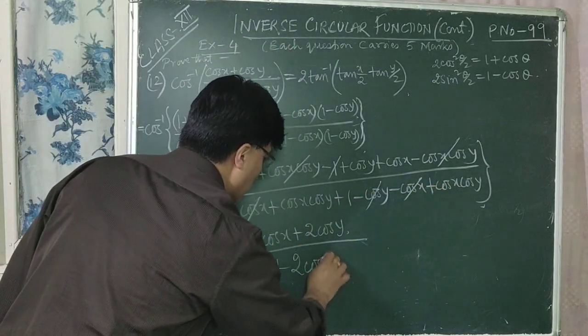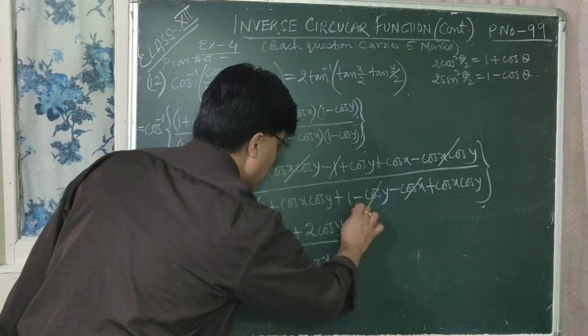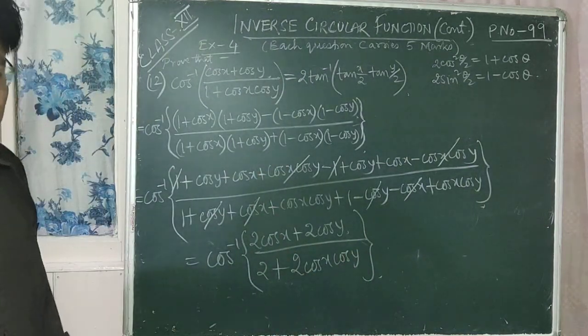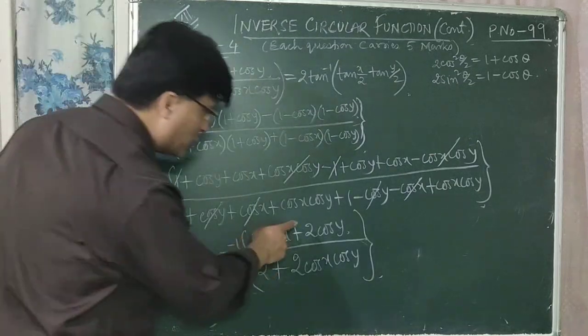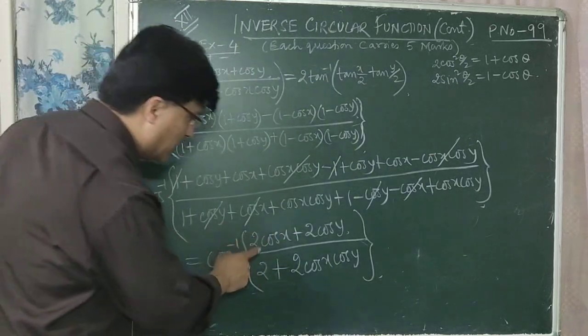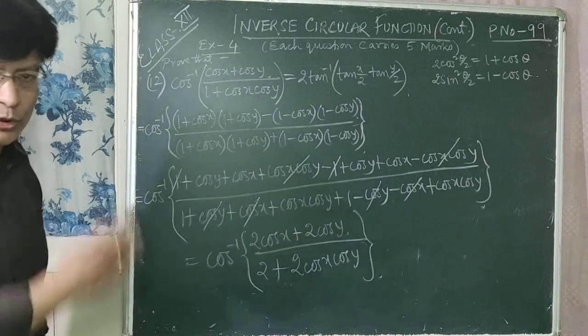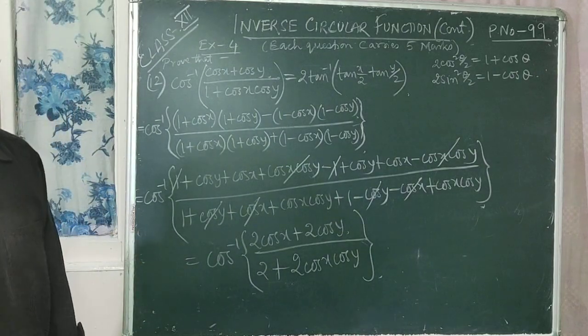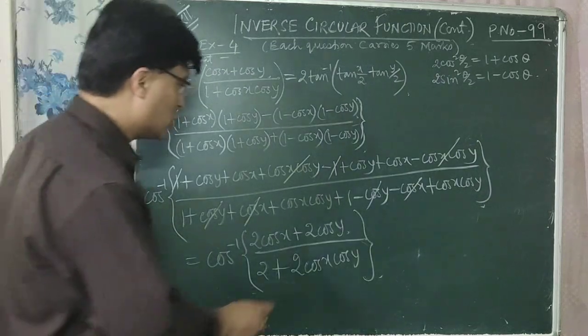It is 2 cos x cos y. Your second bracket is closed. Is it clear now? So now in the numerator what is common? 2. In the denominator also 2 is common. Both of them will be cancelled because they are in the numerator and in the denominator. So you can cancel that 2.